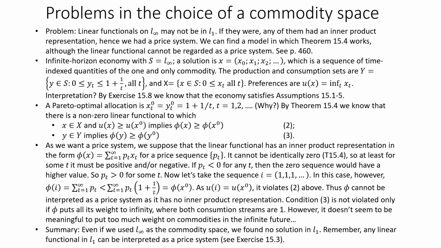So we have a distinct price system. We have a price for each element in the infinite sequence. It cannot be identically zero because theorem 15.4 claims that the linear functional is not identically zero. So at least for some time indices, the price must be positive or negative. Let's start with the negative case. If for any t we had negative prices, then the zero sequence would have a higher value, so it wouldn't work. So for some t, the price must be positive.